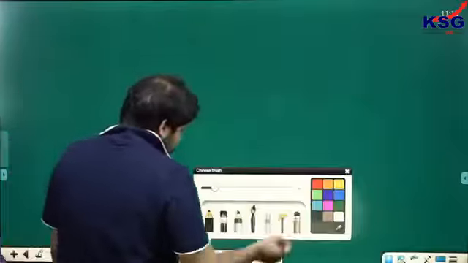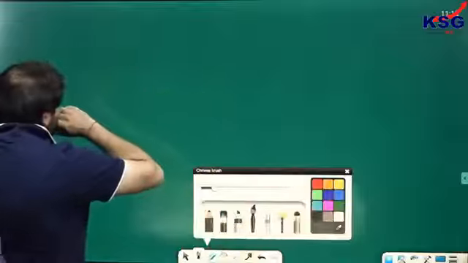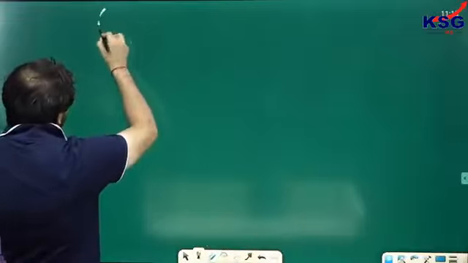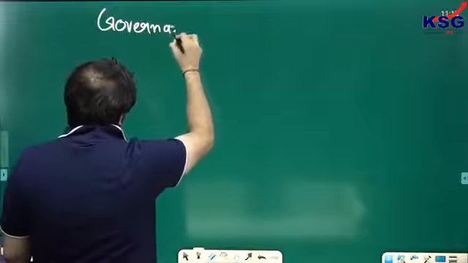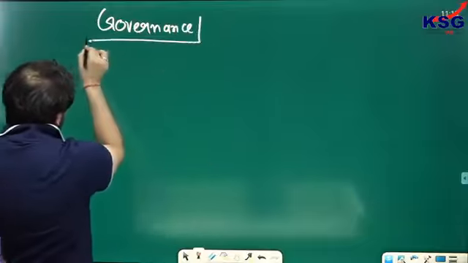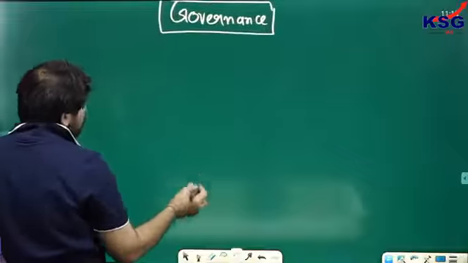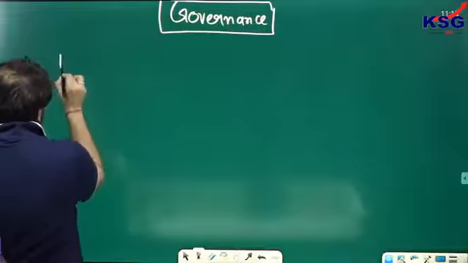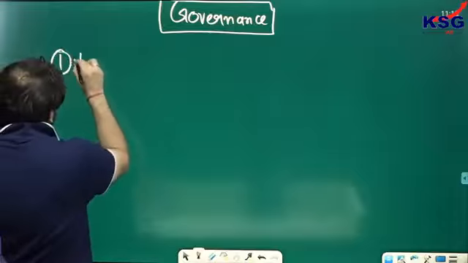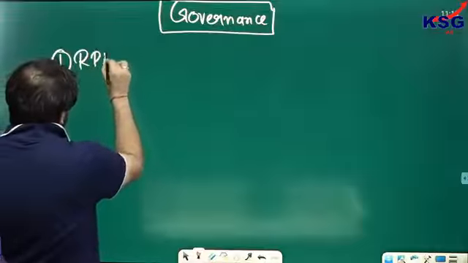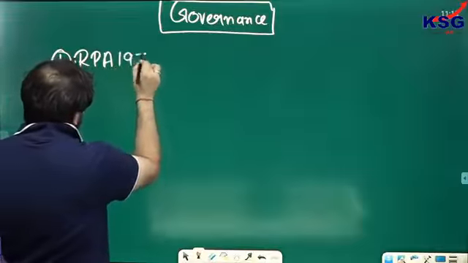Clear? Now, before I move forward, let me introduce to you the topics that have to be covered in governance with us. Okay, a little bit of an outline of the syllabus. The first thing that would be covered over here would be the Representation of People Act 1951.